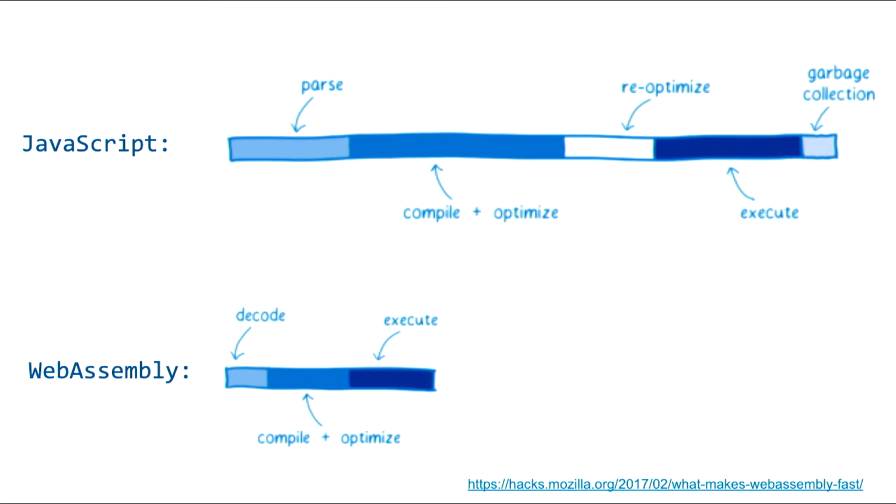With WebAssembly, it's already in a super readable format, so it just needs to decode the instructions and then compile, optimize, and then execute. So you can see it's a lot more streamlined. It's not necessarily to scale. JavaScript is still really fast, but it's a little bit simpler in WebAssembly.